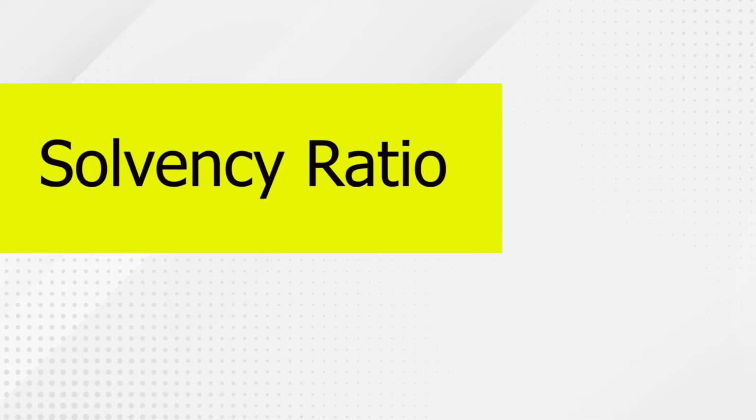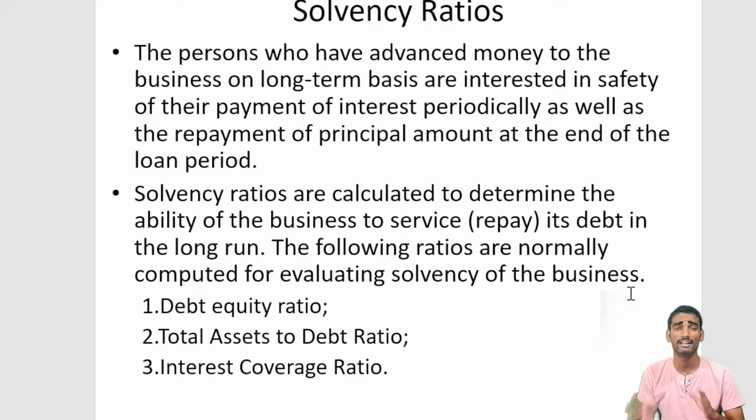Now let me move to our next very important ratio, that is the solvency ratio. Very important ratio. Once a short question came from this part, so be careful in understanding this. What is actually the solvency ratio? The persons who have advanced money to the business on a long term basis are interested in the safety of their payment. They want to maintain this safety for the payment, because they want safety. So for payment of interest periodically as well as repayment of the principal amount at the end of the loan period, they will get the profit.